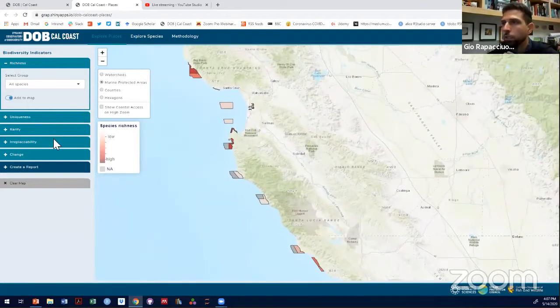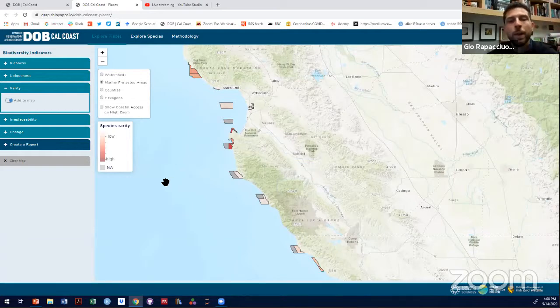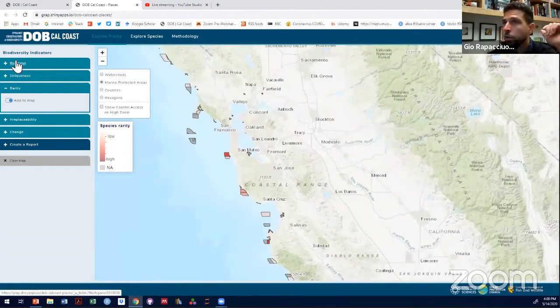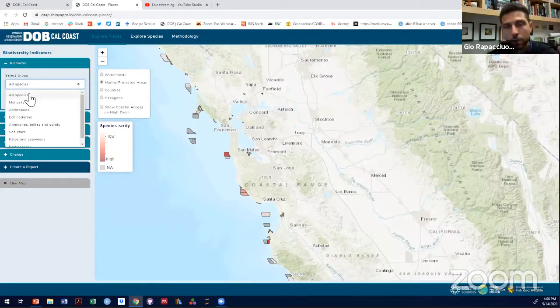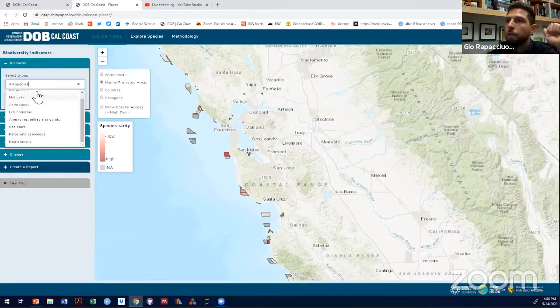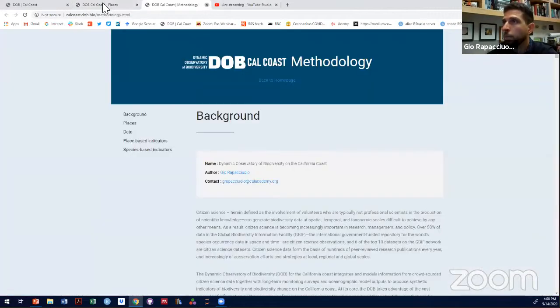And you can switch between different place-based indicators. For example, if we want to look at rarity, which is a measure of how many rare species are estimated to be in a given place. Note here that some of the indicators are further subdivided in taxa. By default, the result is based on all species, all intertidal species. And if you want more details, once again, you can join the methodology tab from within the app.